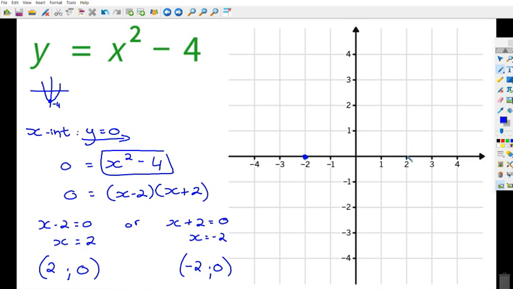And I've got positive 2 and 0. Okay, we'll put those in. 2 and 0. Negative 2 and 0. Alright, and I'm missing one point. Where am I going to get the other point from?